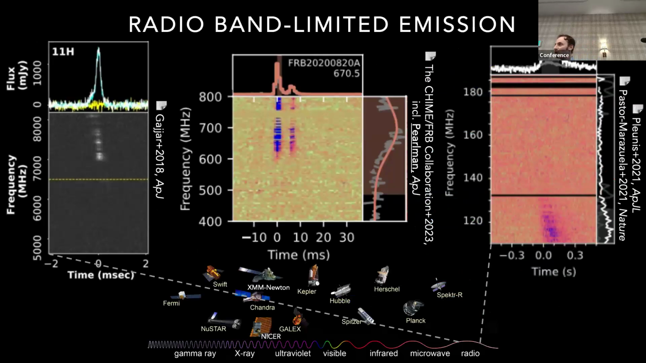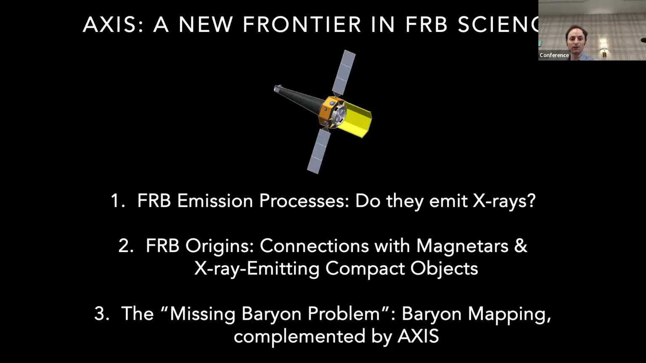Now, FRBs have so far, despite an enormous effort from the international community, been observed to be a primarily radio-band limited phenomenon. We have looked across the full electromagnetic spectrum and so far have only observed radio emission between frequencies of 100 megahertz up to 8 gigahertz. And one of the major frontiers, I think, in the next phase of FRB science is building an instrument like AXIS, which has extremely high sensitivity and high spatial resolution to really probe the emission processes of FRBs and really answer the question, do they emit X-rays?